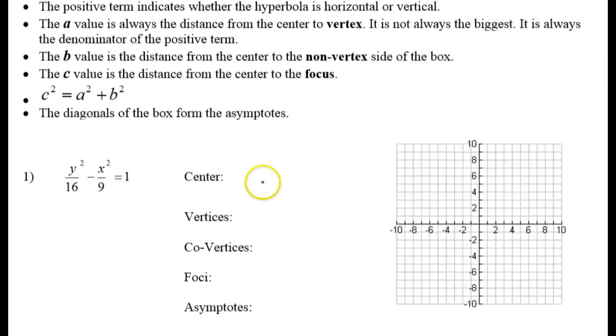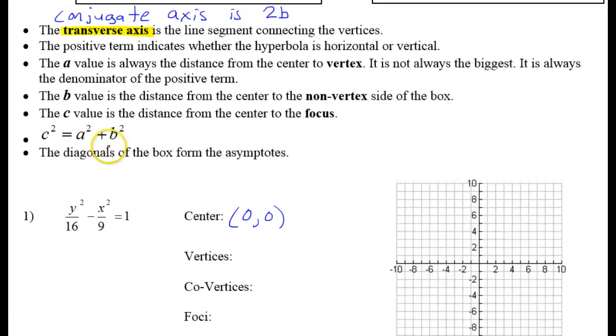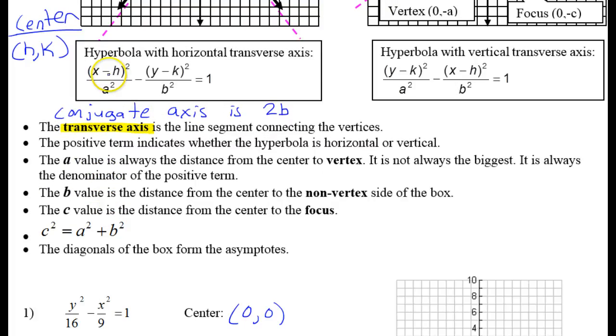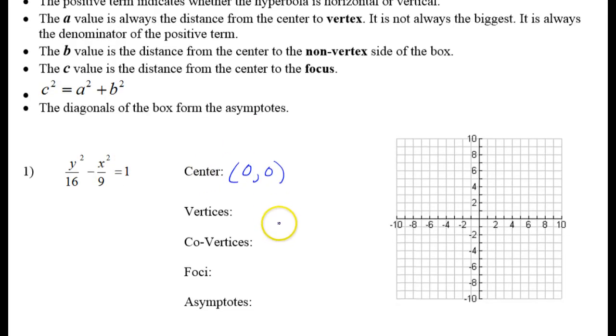Okay, so as we go ahead and look at problem number 1, you can probably tell that the center is going to be 0, 0 for this first problem. You can see that nothing is being added or subtracted. There are no parentheses. It's just x squared and y squared. So you know that the center will be 0, 0.